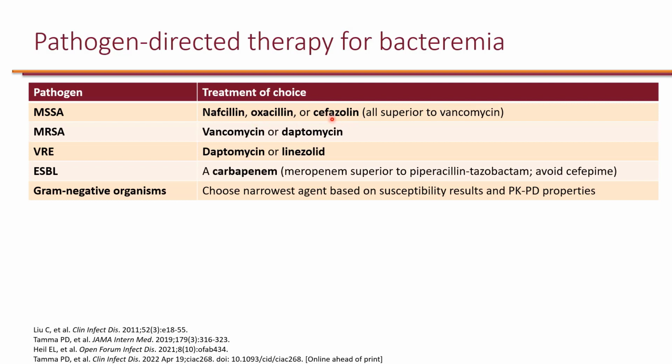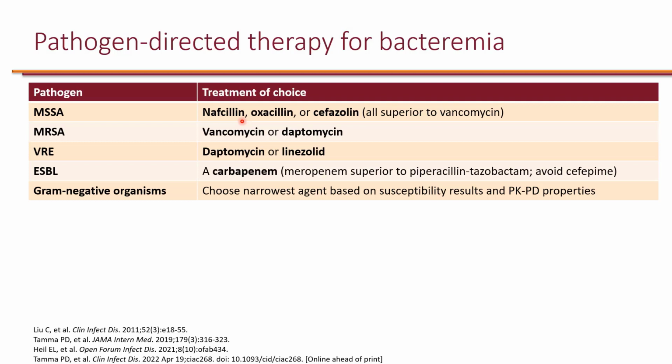Now, cefazolin is a first-generation cephalosporin, and compared to nafcillin and oxacillin, cefazolin is a much safer option. Both nafcillin and oxacillin are nephrotoxic, so patients are more likely to develop nephrotoxicity compared to receiving cefazolin. In addition, nafcillin and oxacillin are more likely to be hepatotoxic, so they are more likely to result in increased AST and ALT, so transaminases.